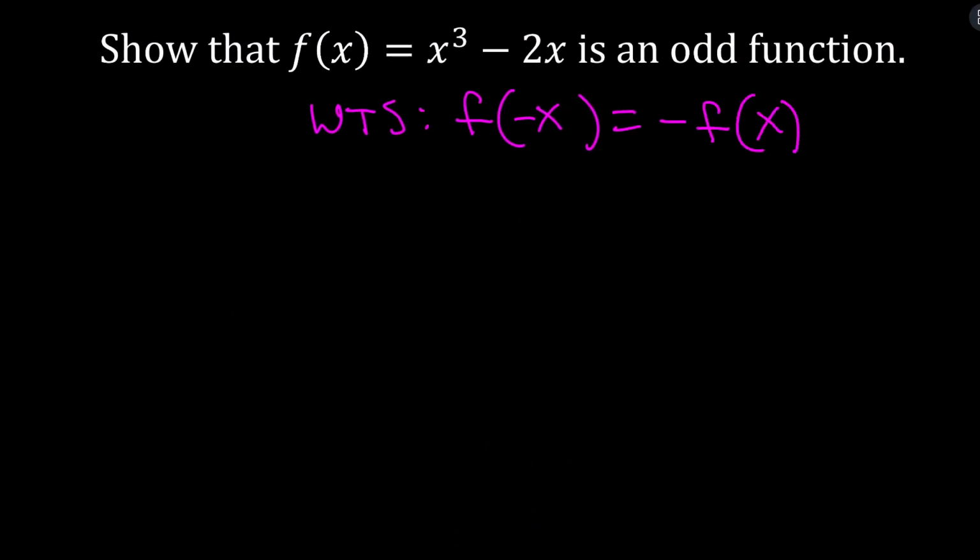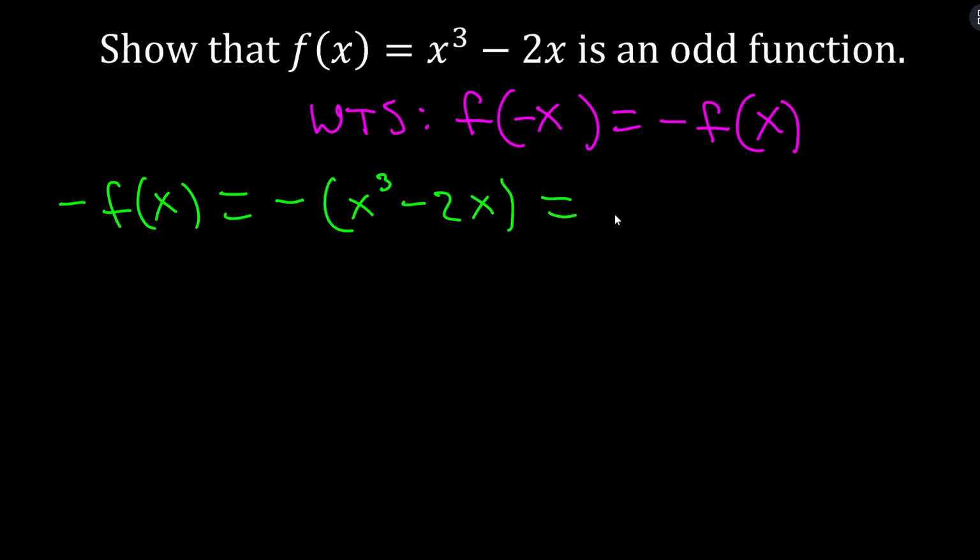Awesome. So that's what we want to show. And so it turns out negative f of x is actually really easy to find here, right? Negative f of x, we're just going to take this and multiply it by negative 1. And some of you may do this in one step. That's totally fine. You can just distribute the negative. You change every sign. And so we end up with x to the third power plus 2x.